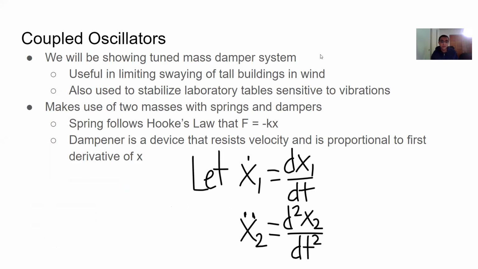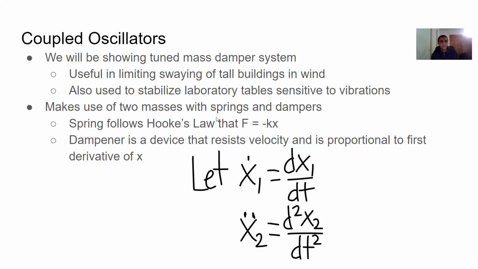And we don't want that to happen. We want safety, and there are safety regulations. So you need to limit the swaying of tall buildings in the wind. You can also use it to stabilize laboratory tables, because if they're sensitive to vibrations and the table is vibrating, that could mess up the experiment. So we should stabilize the laboratory table.